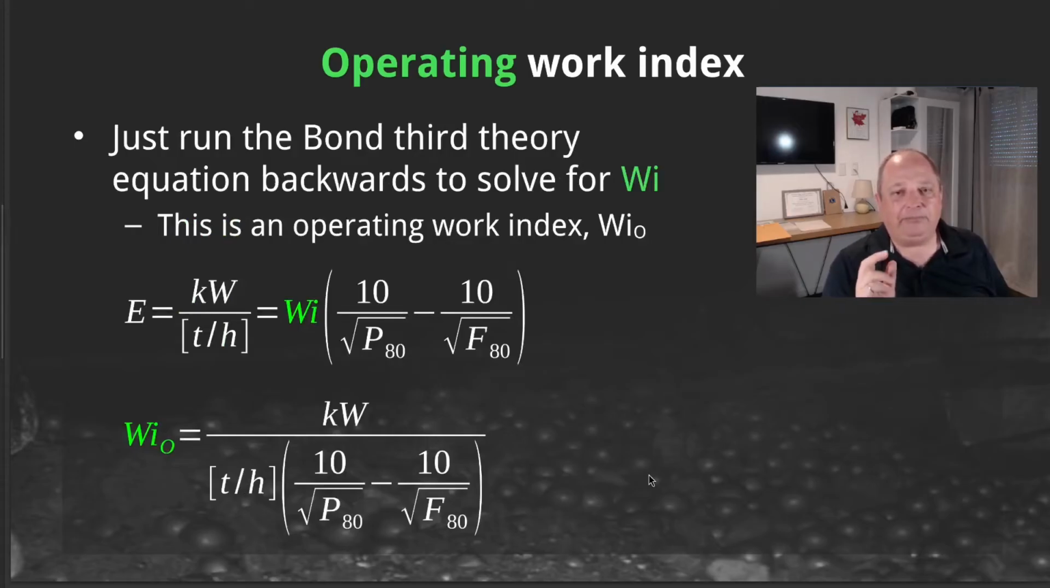So the way you compute an operating work index is you just run the Bond theory equation backwards and you solve for the work index, since you know the specific energy consumption and the feed and the product size. So, the equations on the screen basically show you how you do that.